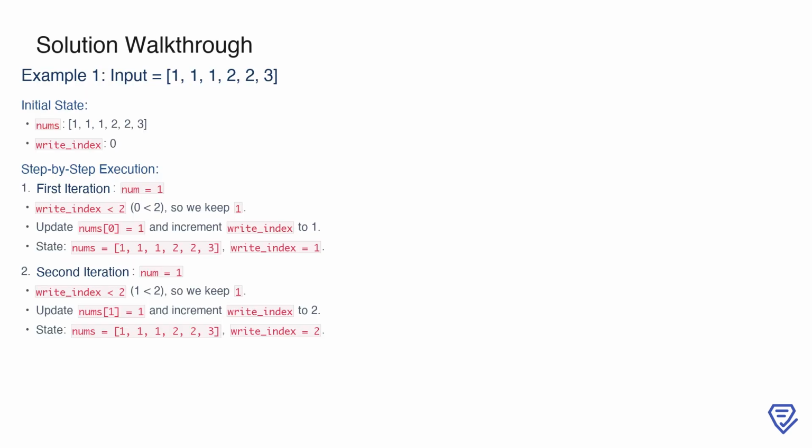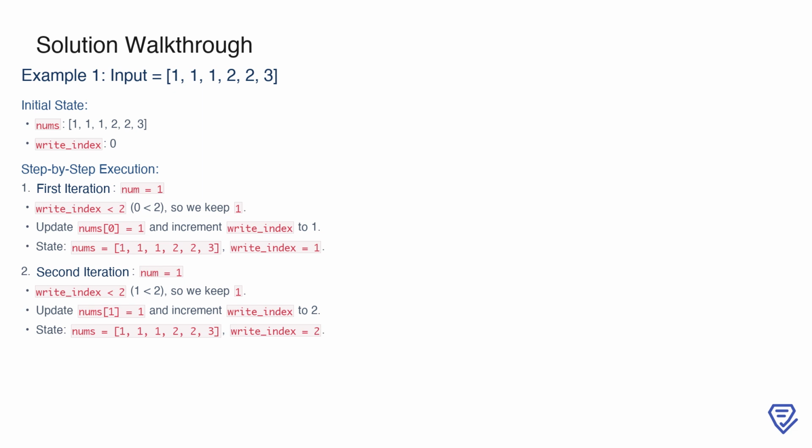To start, we're given the input array 1, 1, 1, 2, 2, 3. The goal is to modify this array in place so that each element appears at most twice. We also need to return the new length of the modified array. Initially, the right_index is set to 0, which represents the position where the next valid element will be written.